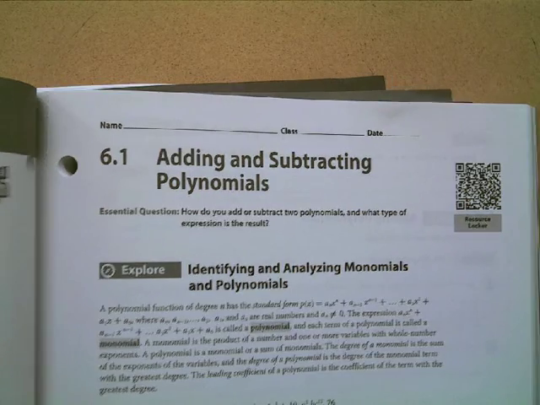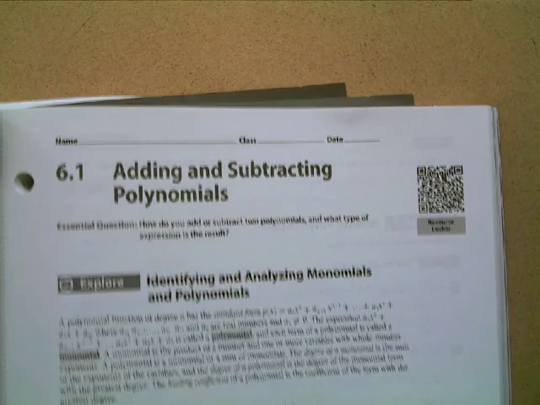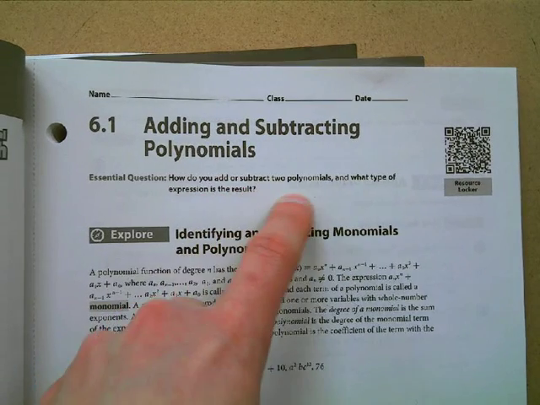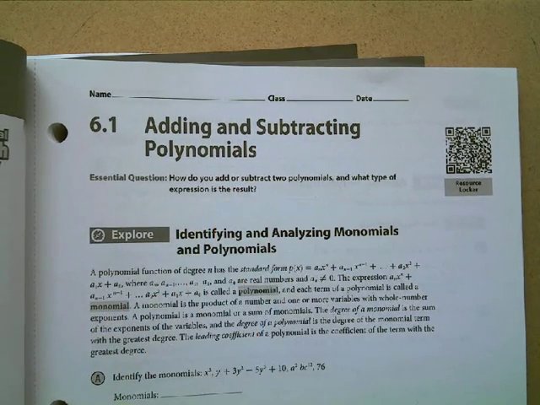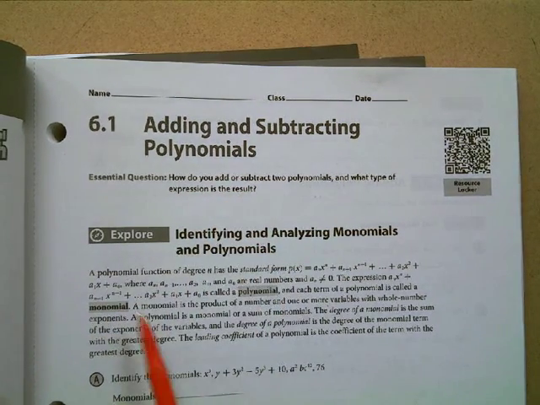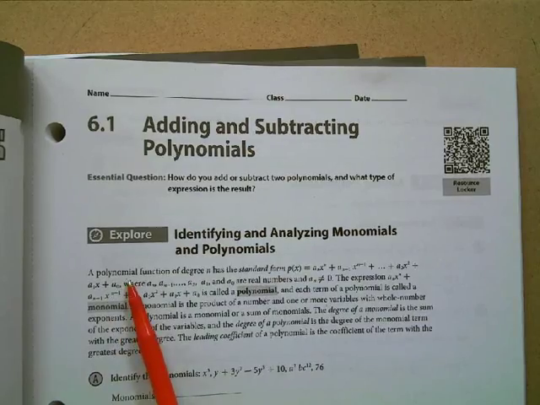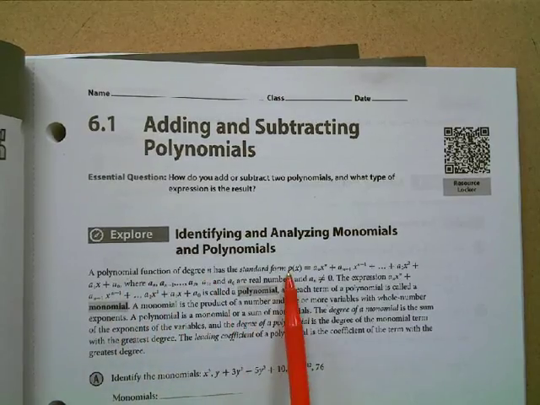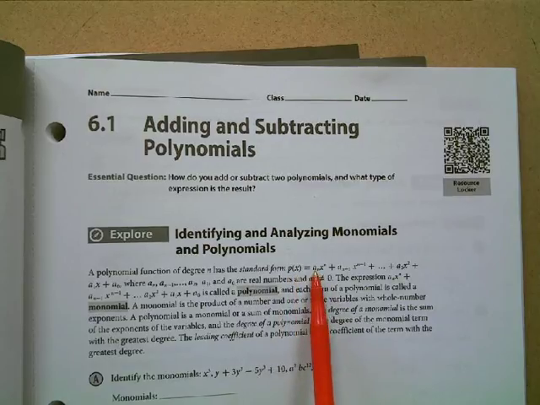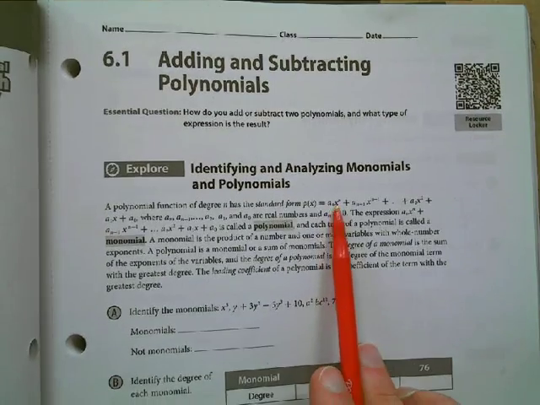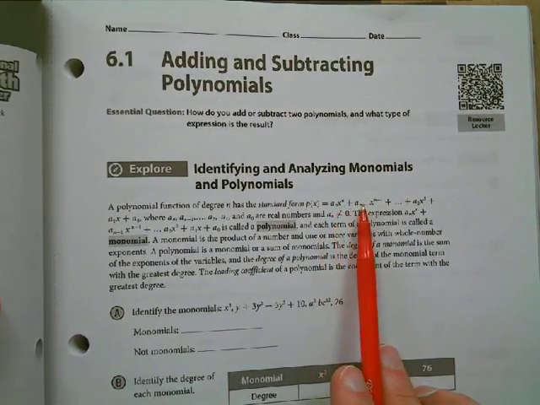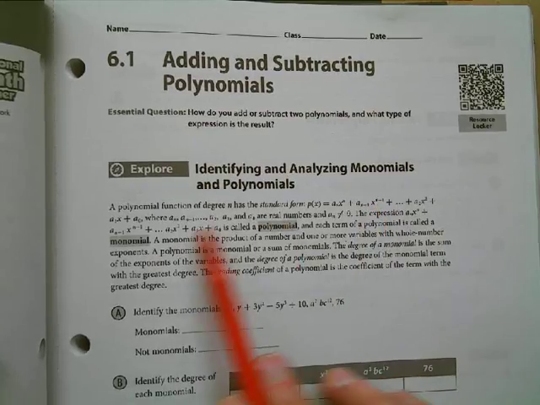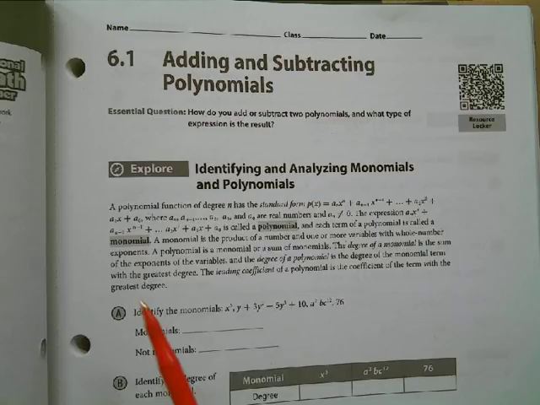Okay. So, adding or subtracting polynomials. The question here is, how do you add or subtract two polynomials, and what type of expression is the result? Just to refresh your memory, a polynomial function of degree n has a standard form: p of x equals a sub n times x to the n, plus another coefficient times x to the n minus 1, a lower power, and so on, all the way down to your constant term, a sub 0. Okay?